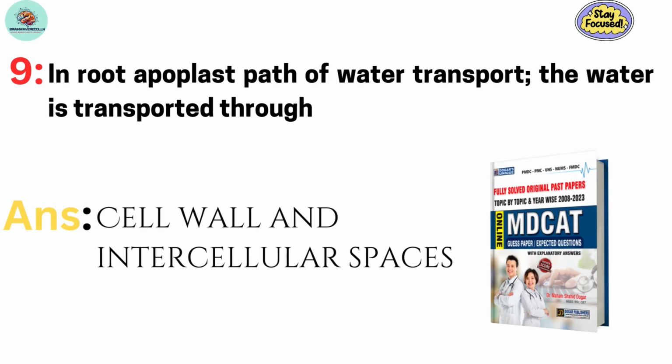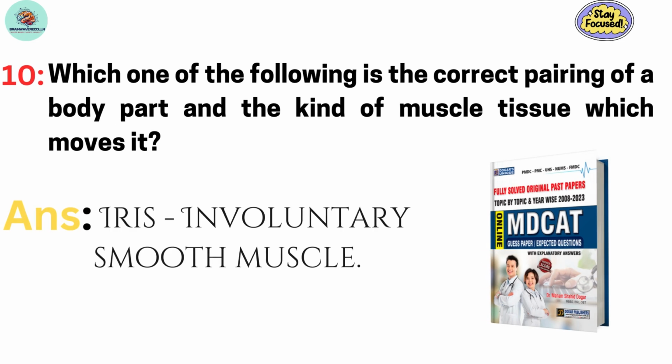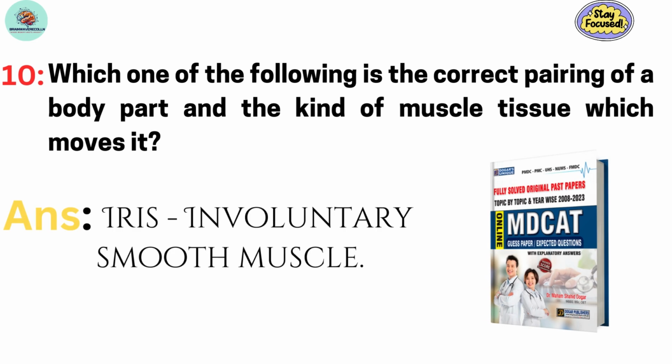In the root apoplast path of water transport, the water is transported through? Answer: cell wall and intercellular space. Which one of the following is the correct pairing of a body part and a type of muscle tissue which moves it? Answer: iris, involuntary smooth muscle.